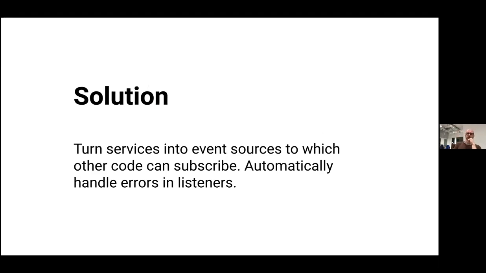So one of the solutions we came up with, we considered a few of them, is to turn the service that needs to trigger a notification into an event source or a subject, if you're looking at the formal definition of the observer pattern. And then we let other parts of our code base subscribe to this service. And importantly, any callbacks that are subscribed will automatically handle errors in those callbacks. So the errors won't bubble up into the main flow.